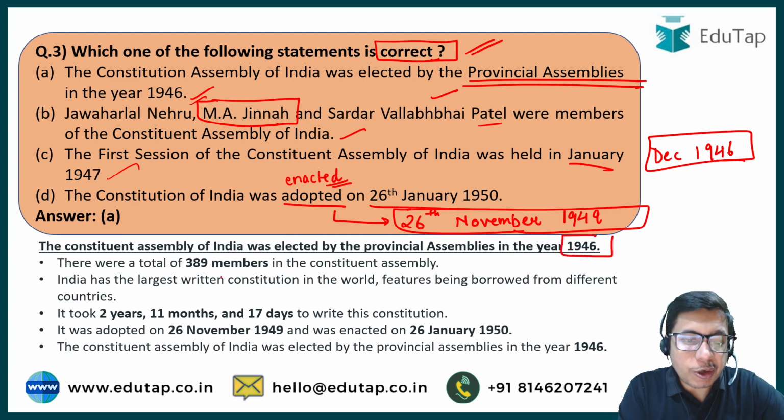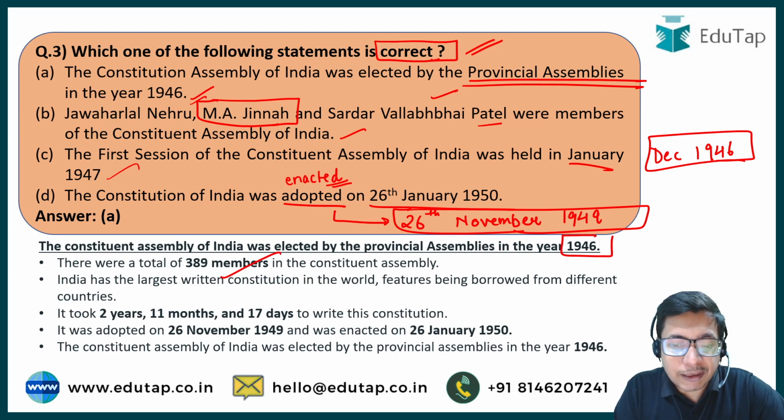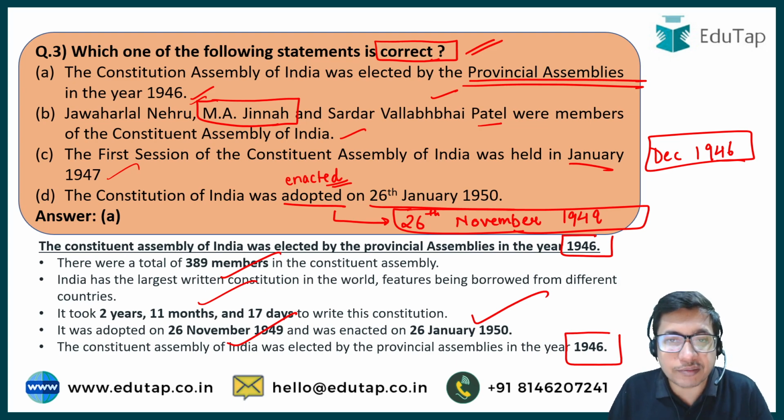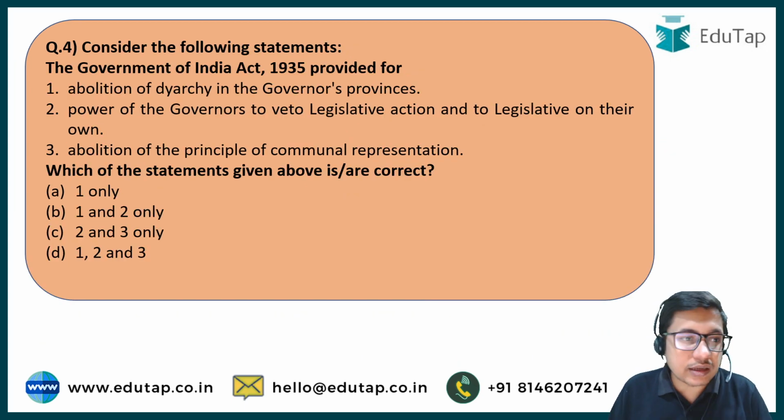There were a total of 389 members in the assembly, and India has the largest written constitution. It took 2 years, 11 months and 17 days to write this constitution. 26th November of 49, we adopted it and enacted it on 26th of January 1950, and 1946 was the year when the members of the assembly were elected by the provincial assemblies. Done. Let us jump on to question number 4.